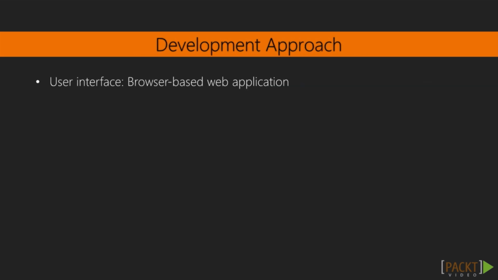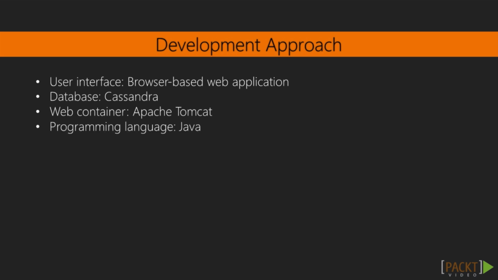Let's talk about how to develop the application. Of course, we'll make it a web application that requires a browser to render the user interface. The membership account data, historical market data, trading signals, and alert history will be stored in a Cassandra database. Apache Tomcat will be used as the web container to host the application. The programming language is Java. So we'll use an Eclipse-based IDE called Spring Tool Suite to manage the project. It's well configured for faster and easier development using the Spring framework.